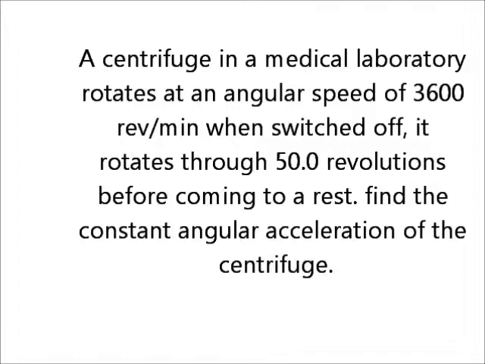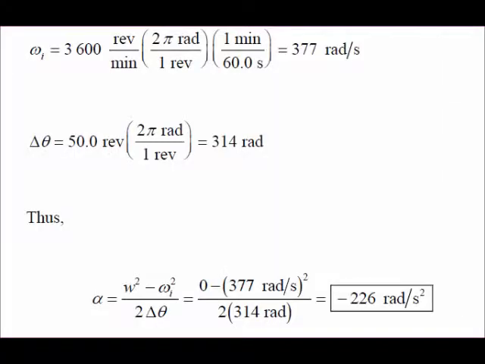A centrifuge in a medical laboratory rotates at an angular speed of 3,600 revolutions per minute. When switched off, it rotates through 50 revolutions before coming to a rest. Find the constant angular acceleration of the centrifuge. To solve this problem, all you have to do is convert revolutions into radians, and then plug it into the equation alpha equals omega squared minus omega initial squared over 2 times the displacement theta.